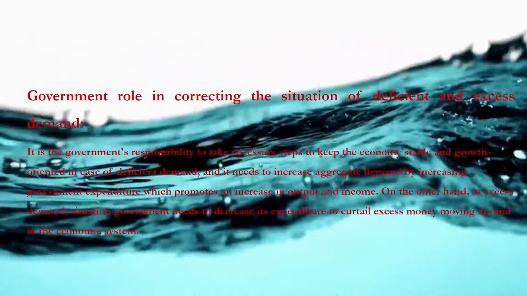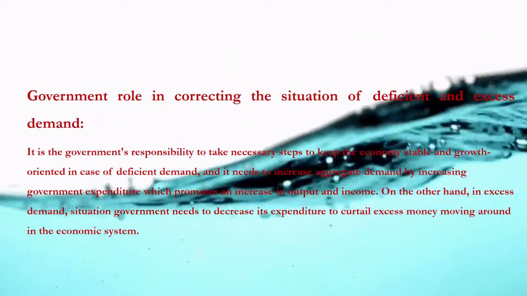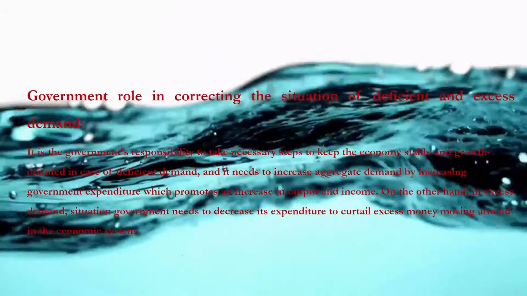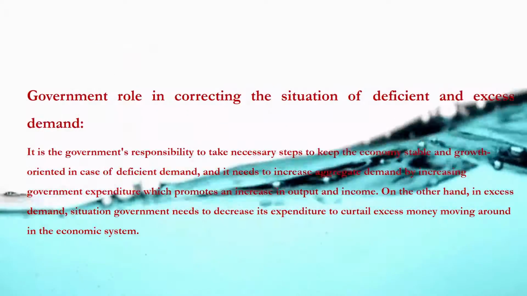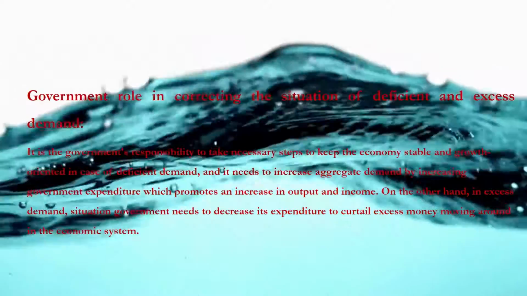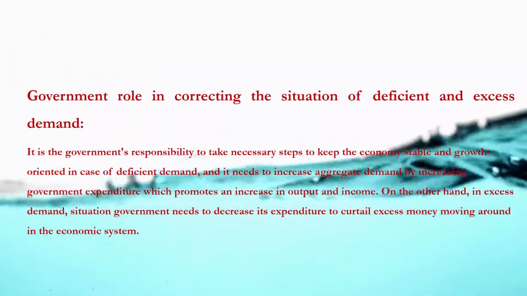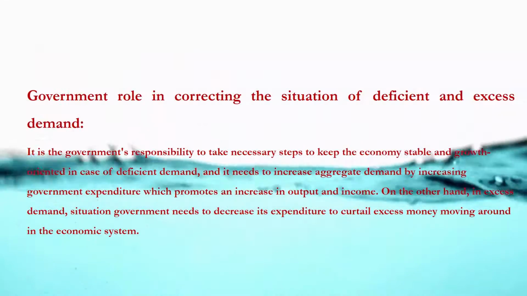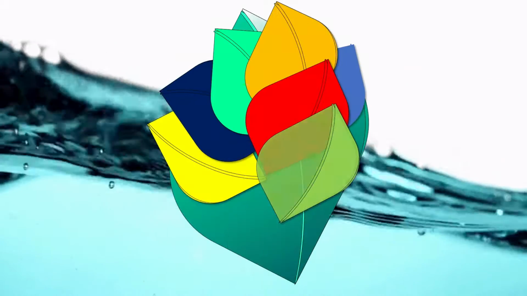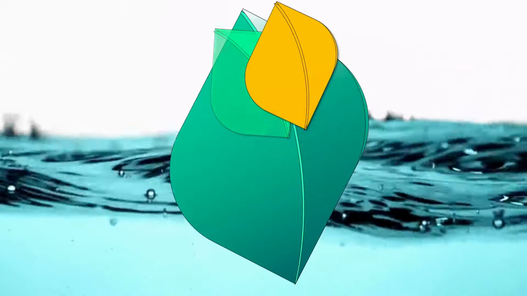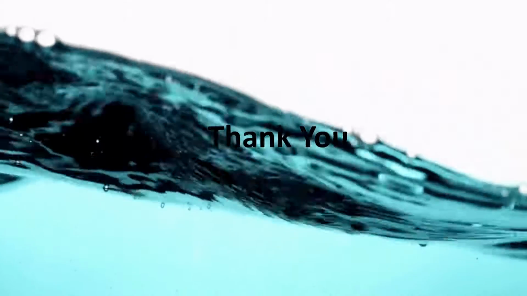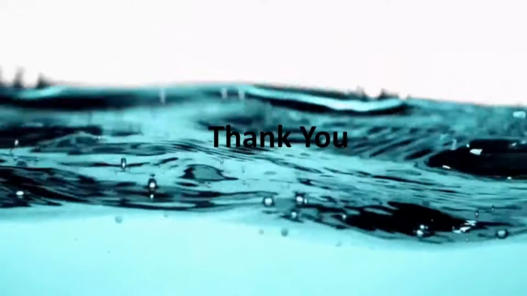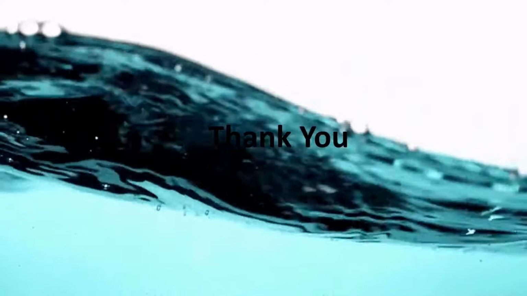Lastly, we discuss the government's role in correcting the situation of deficient and excess demand. It is the government's responsibility to take the necessary steps to keep the economy stable and growth-oriented. In case of deficient demand, it needs to increase aggregate demand by increasing government expenditure, which promotes an increase in output and income. On the other hand, in excess demand situation, government needs to decrease its expenditure to curtail excess money moving around in the economic system.